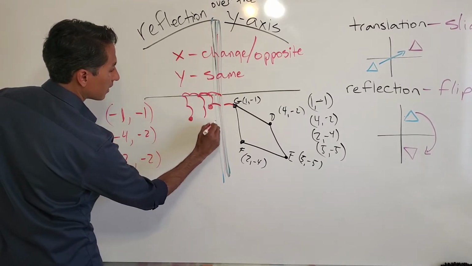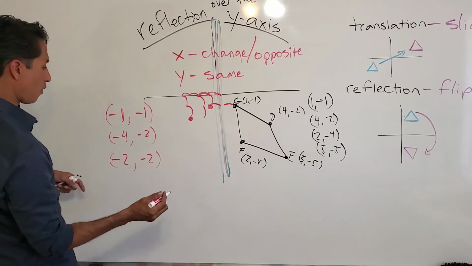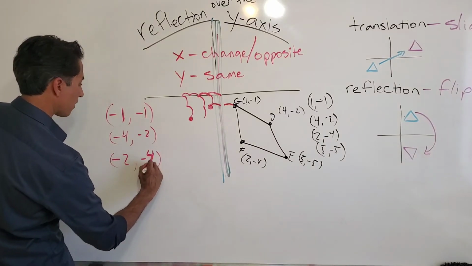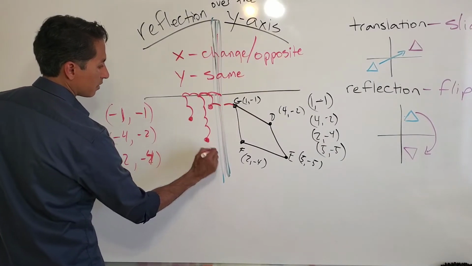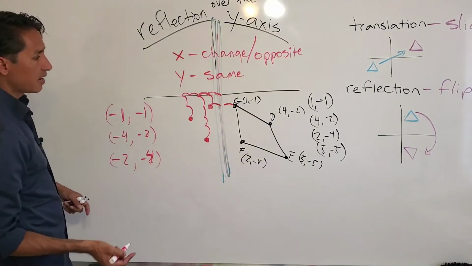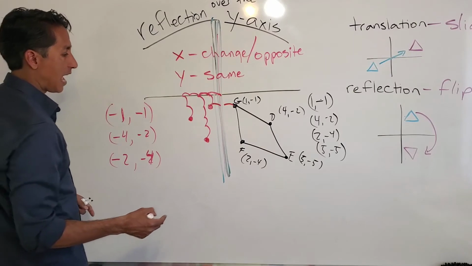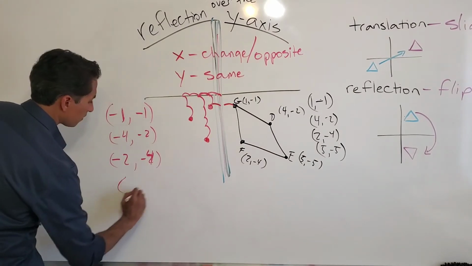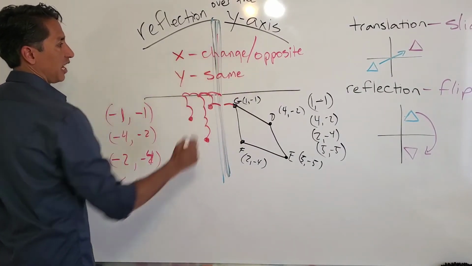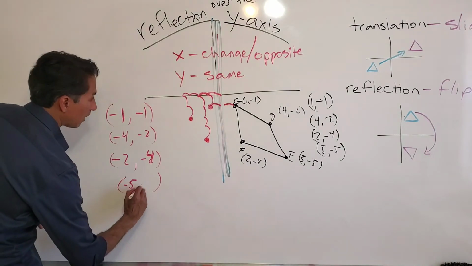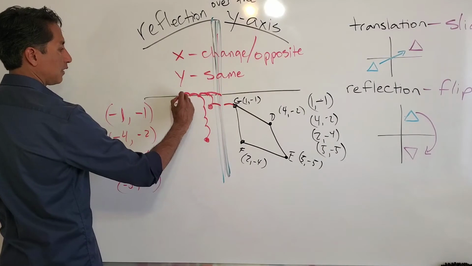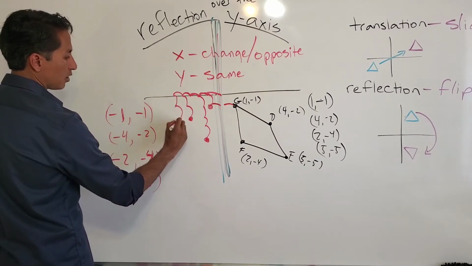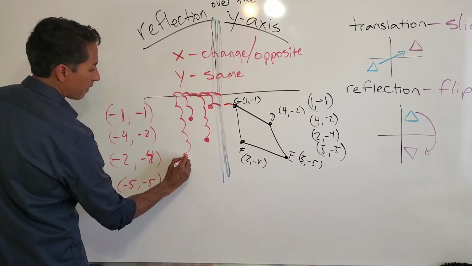All right, that guy is, oh, it's a 4, I'm sorry. 4 here. 1, 2, 3, 4. Looks like it's the reflection of that guy. And then I have 5, -5, okay? So the x is going to change. It's going to be the opposite, and y stays the same, -5. So I go back 1, 2, 3, 4, 5. 1, 2, 3, 4, 5.